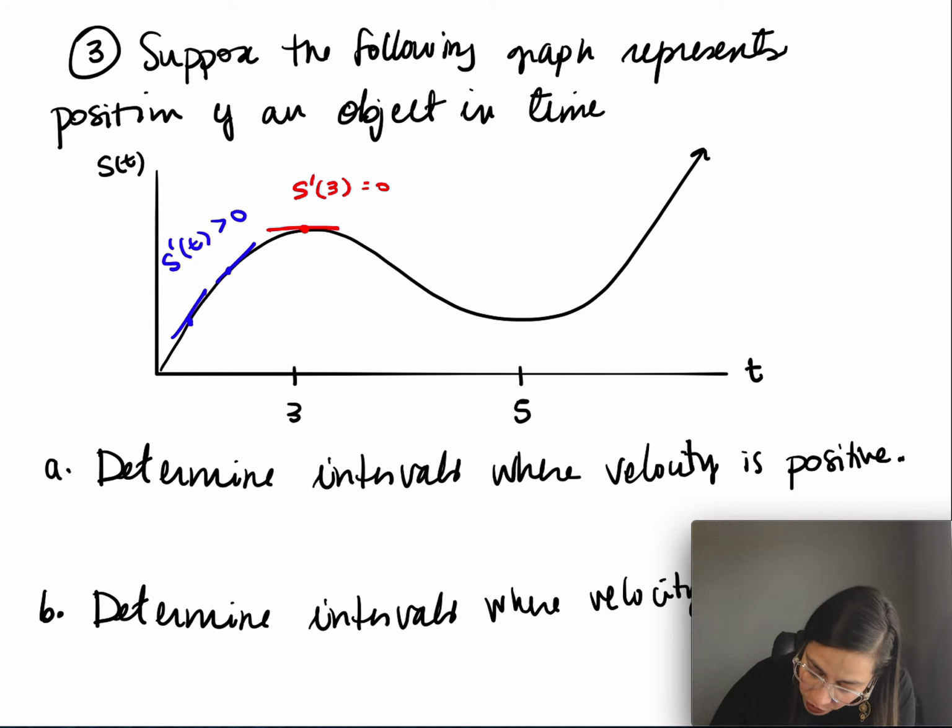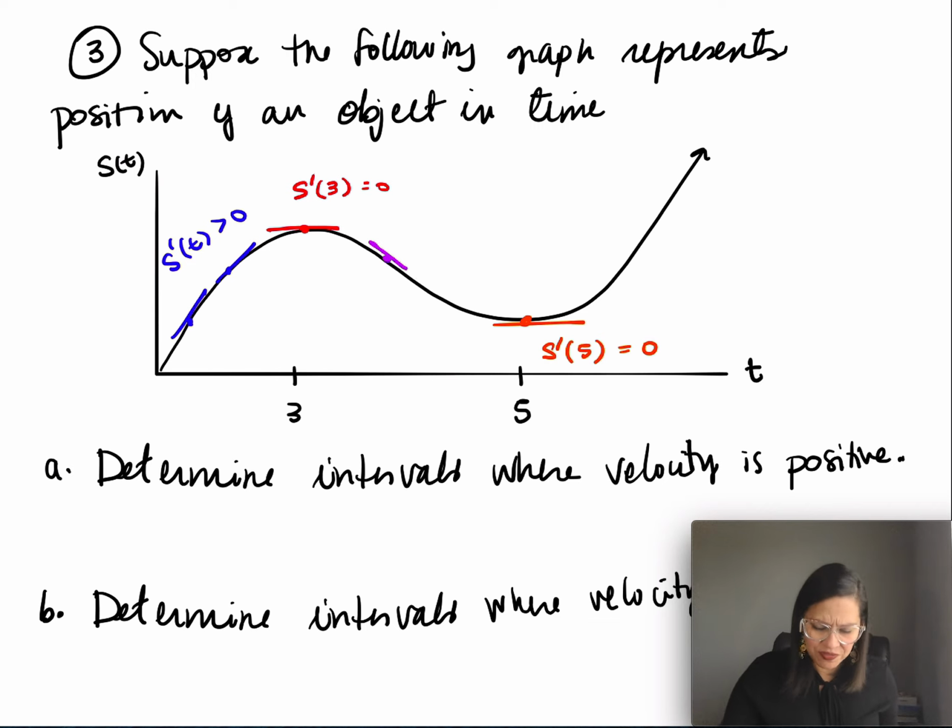Then after 3, if I draw my tangent lines after 3, I get something negative. I get negative tangent lines, right? Negative tangent lines. Then at 5, I get again a horizontal tangent line, so I know that s prime of 5 is equal to 0, and so on. After 5, we get positive slopes, okay? After 5, we get positive slopes.